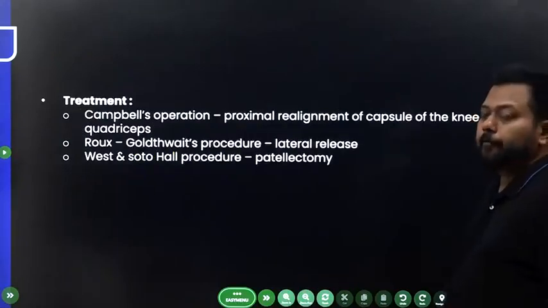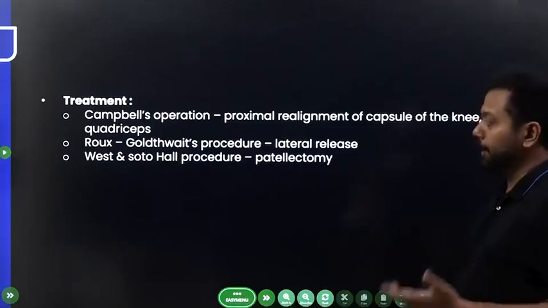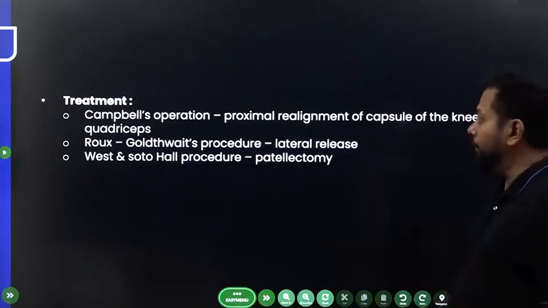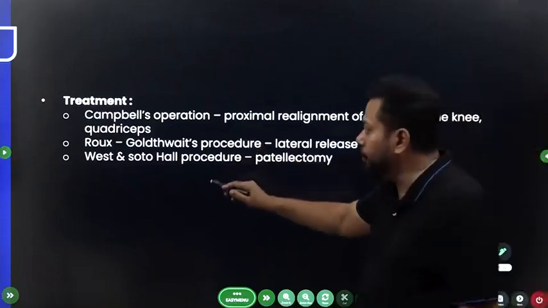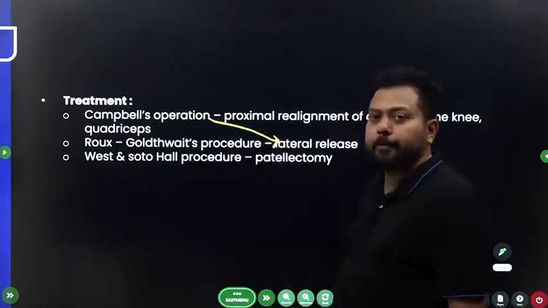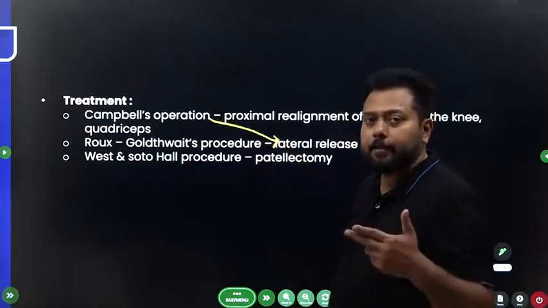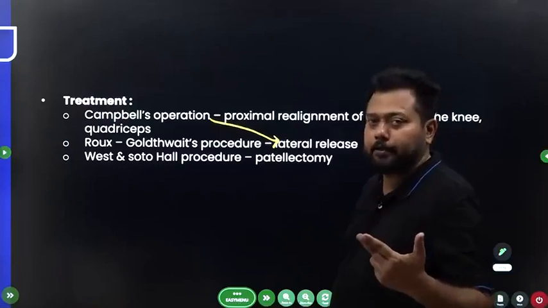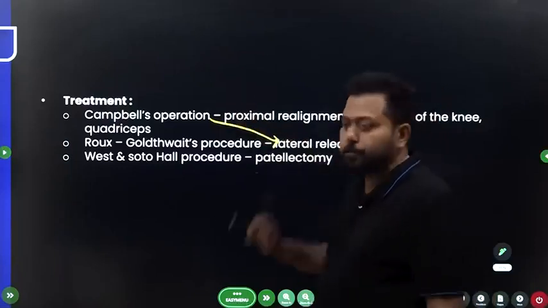The treatment of recurrent dislocation of the patella is called Campbell's operation. Campbell's operation is wrongly typed here, don't follow. Campbell's operation is just lateral release. You are cutting the lateral tight structures. That's called modified Campbell's procedure.